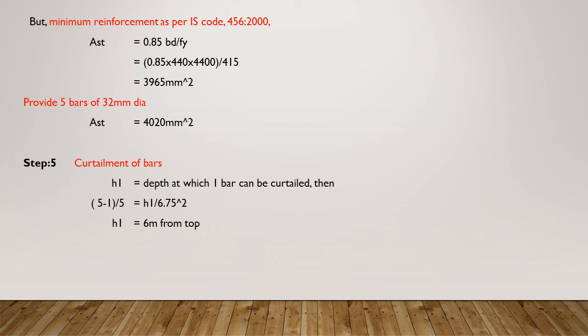Then step number 5, curtailment of bars. So curtailment is 1 meter above or from the top values. H1 is equal to the depth at which one bar can be curtailed. So 5 minus 1 divided by 5, H1 divided by 6.75, the height of the stem, whole square. H1 is equal to 6 meter from the top.